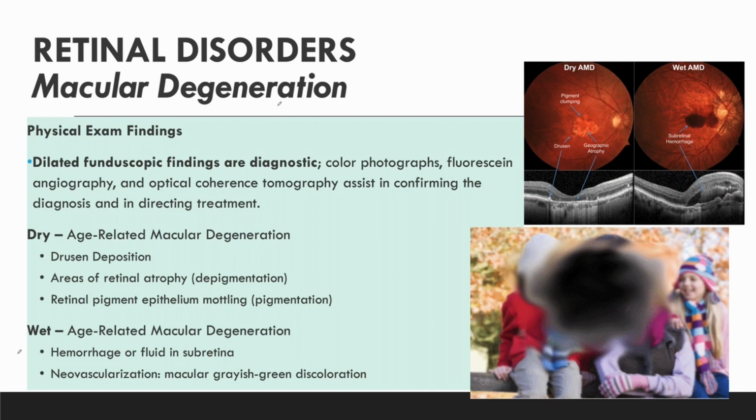Physical exam findings. So, these patients, if you suspect macular degeneration, or you just want to screen them, maybe they have a family history, you need to have a dilated fundoscopic exam. Now, we have fundoscopes, right? Ophthalmoscopes. We have them in our doctor's office, right on the wall.